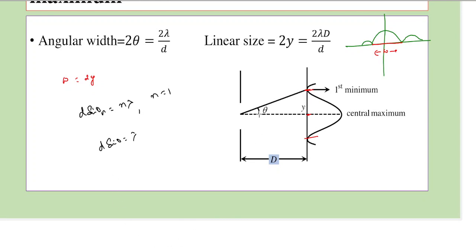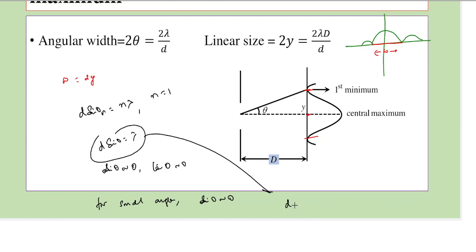Now, if the angle theta is small, then we know that for small angles sine theta is almost equal to theta, and tan theta is also almost equal to theta itself. So for small angles, sine theta is the same as theta itself. Therefore, you can rewrite this as d into theta, but for small angles theta is the same as tan theta, so d tan theta is equal to lambda.